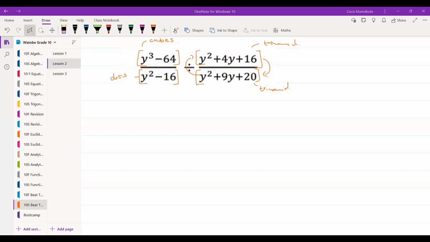Have you guys noticed anything about the y squared plus 9y plus 20 bracket? Is it factorizable? Can you factorize it? What about the other one, y squared plus 4y plus 16? Can you? Because you need factors of 16 that will give you 4.